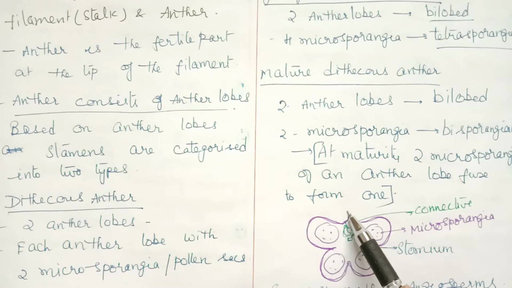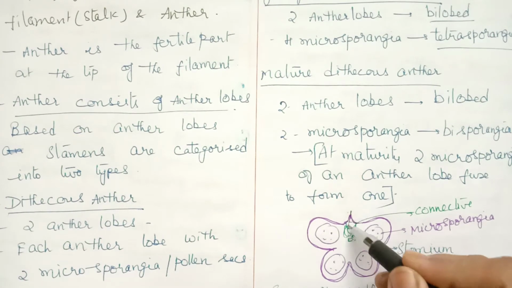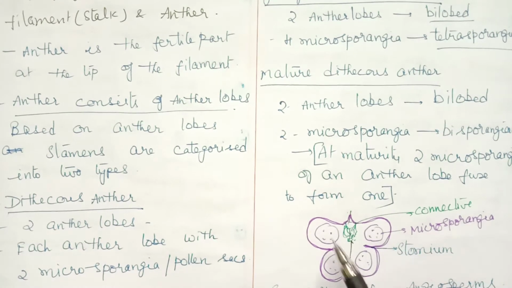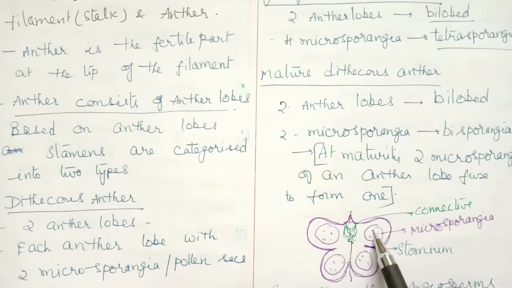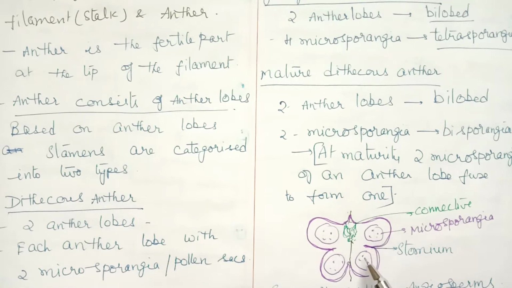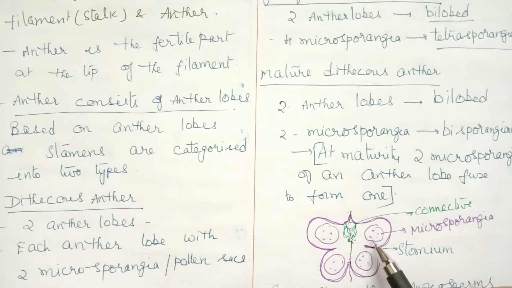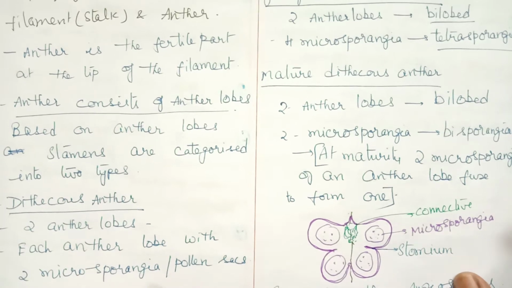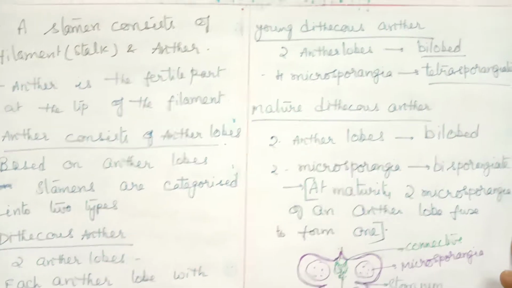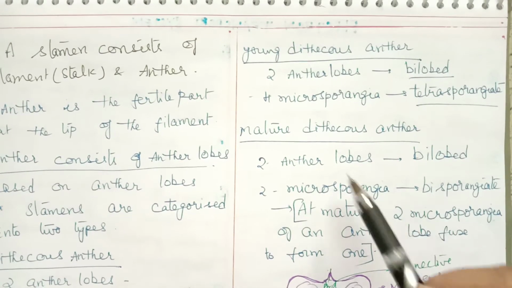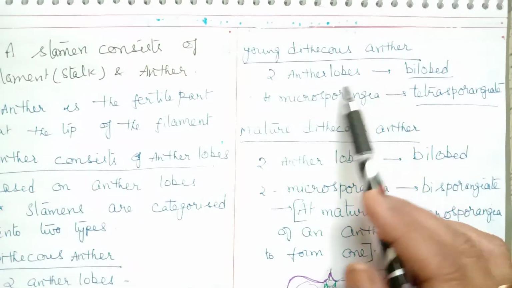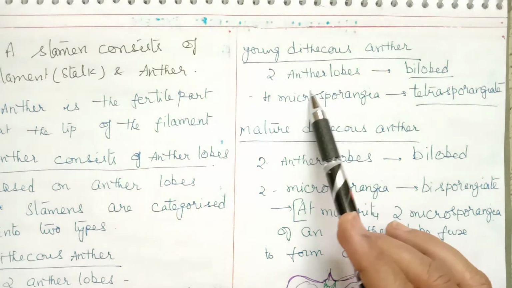This is the connective, the central portion. On both the sides we find two anther lobes, and in each anther lobe we have microsporangia or pollen sacs. So every anther lobe has two pollen sacs. So if there are two anther lobes, it is called a dithecous anther. If we observe a young dithecous anther, here we find there are two anther lobes present.